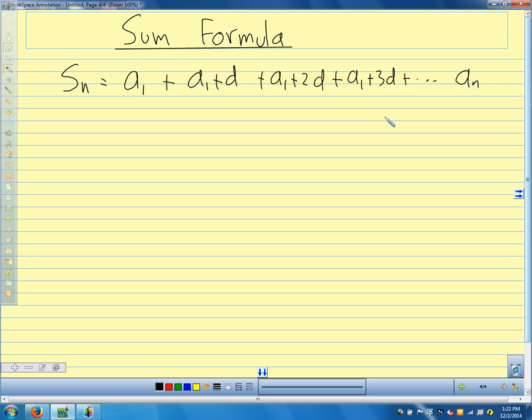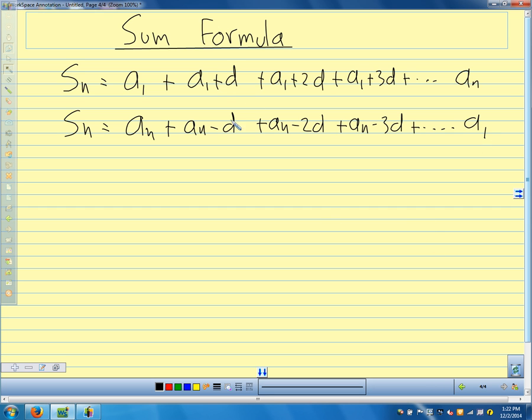Now the trick that we're going to use to find our formula is we're going to write this in reverse. So I'm going to start at a sub n. If I start at a sub n and I go backwards, rather than adding d, what am I going to do? Subtract. I'm going to subtract d each time. A sub n plus a sub n minus d plus a sub n minus 2d plus a sub n minus 3d plus dot dot dot, and then when we go backwards all the way, we get to a sub 1.